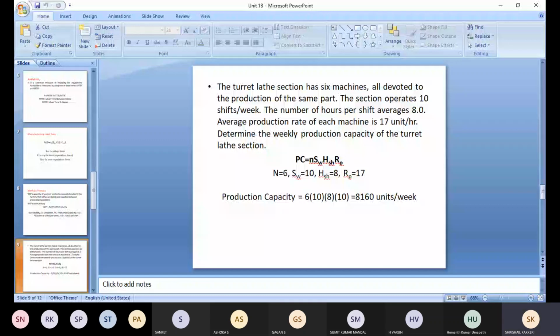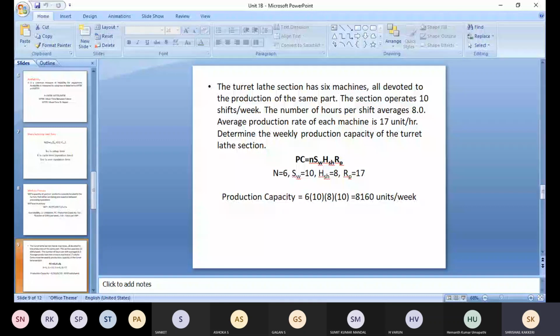And simultaneous operation. On a single job, on a machine, two or more operations will be done at a time, not one or the other. At a time, two or more operations will be done on the part. That will be called the simultaneous operation.